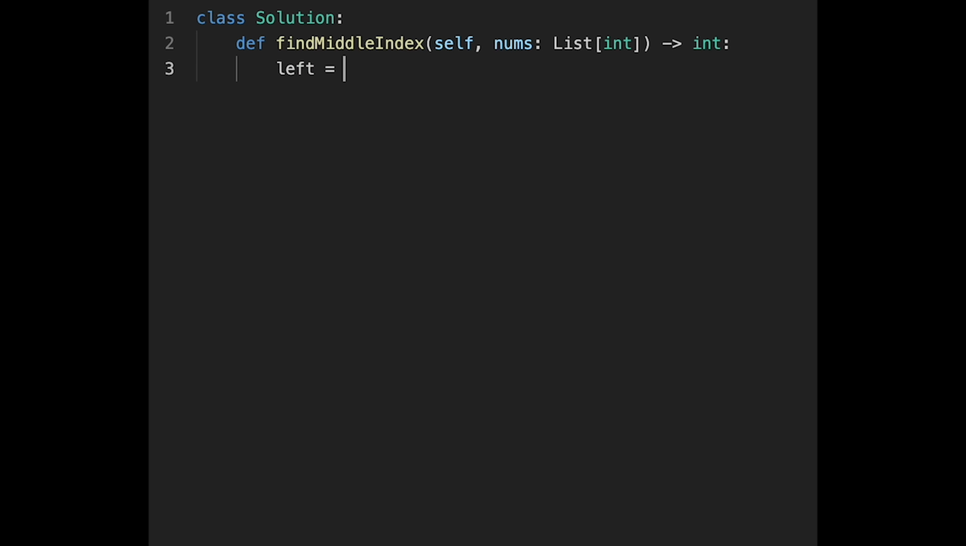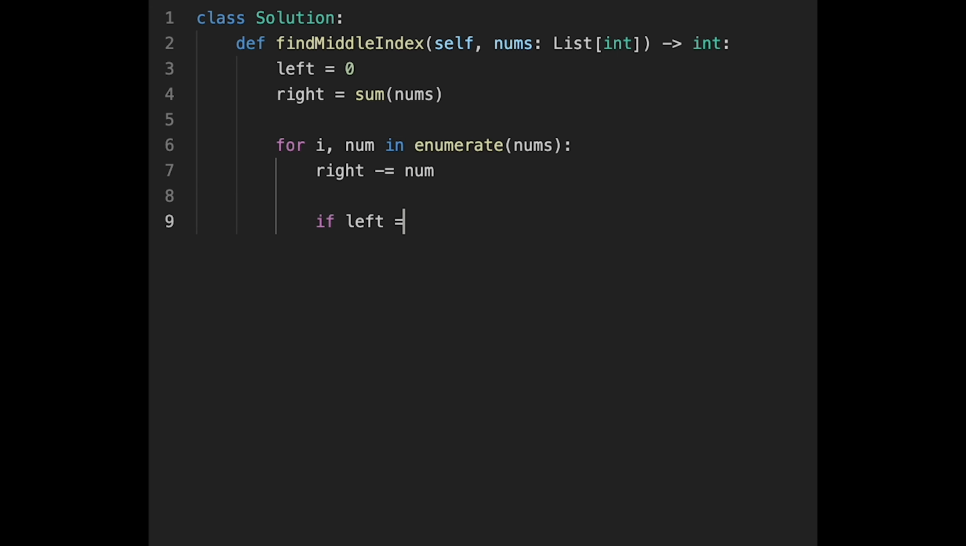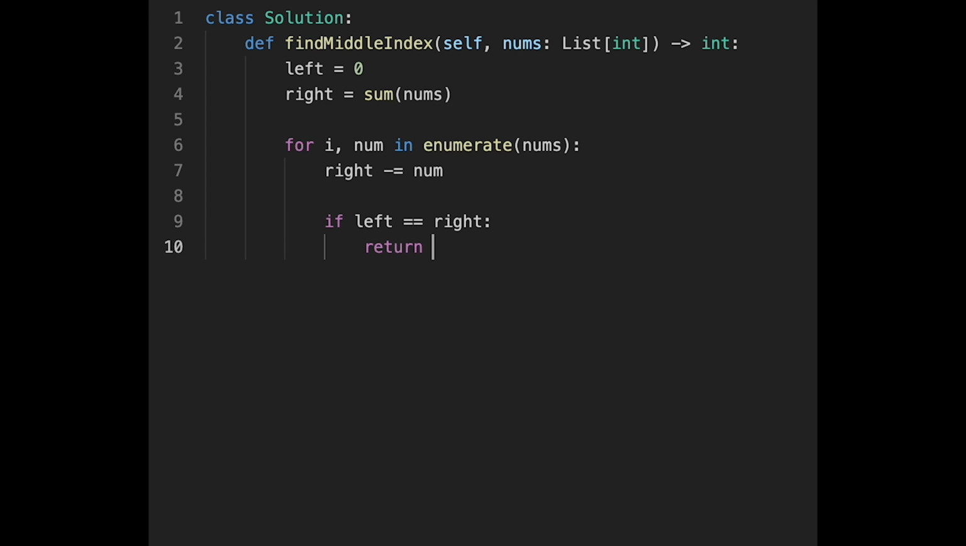First of all, initialize left with 0, and right equal to the sum of all numbers in nums, and start looping for i, num in enumerate(nums). In this case, we can take an index number and the current number at the same time. First of all, subtract the current number from the right total, right -= num, and then check if left equals right. If that is true, we should return the current index. If not, add the current number to the left total, left += num. And then if we didn't find the middle index, we should return -1.